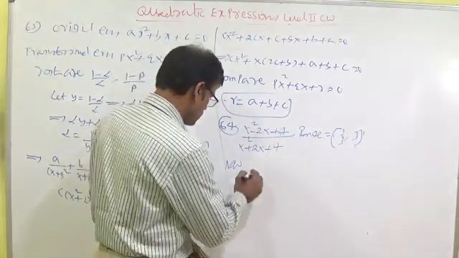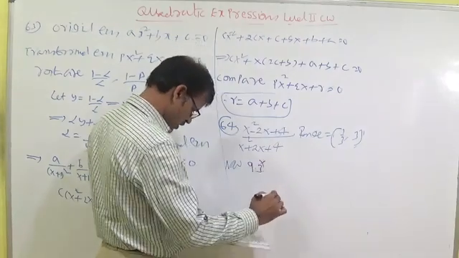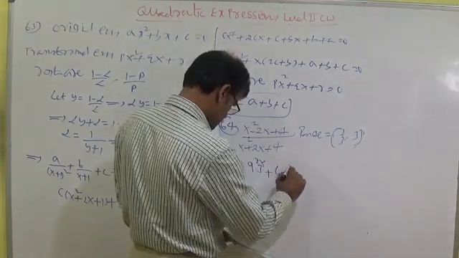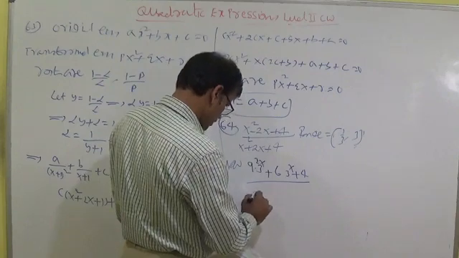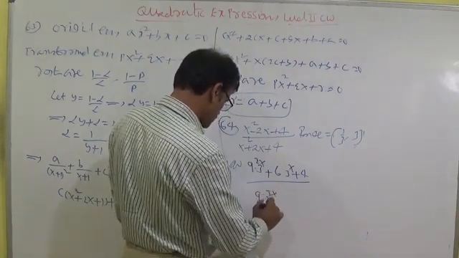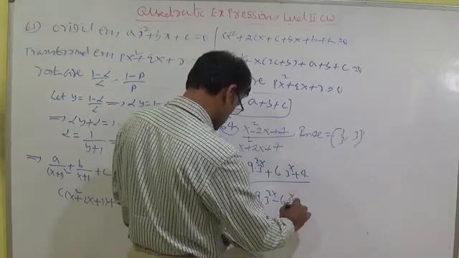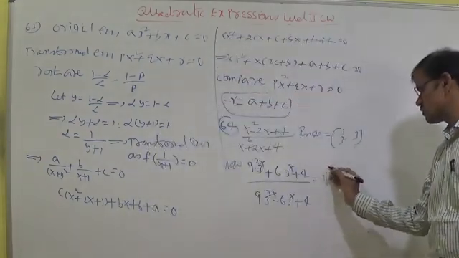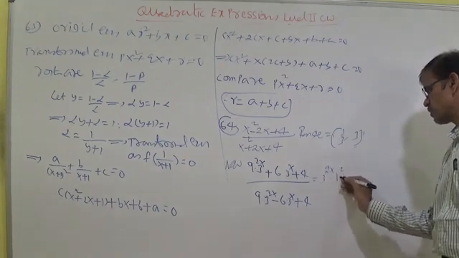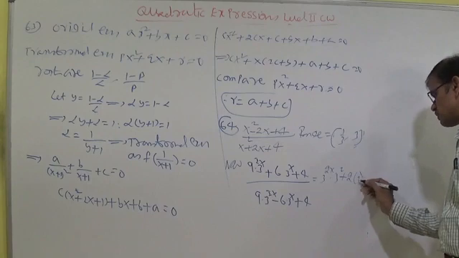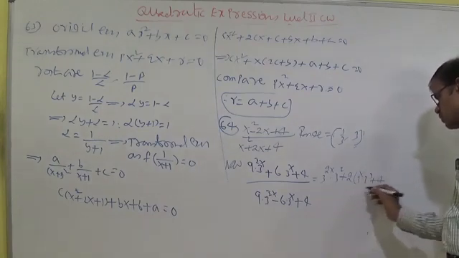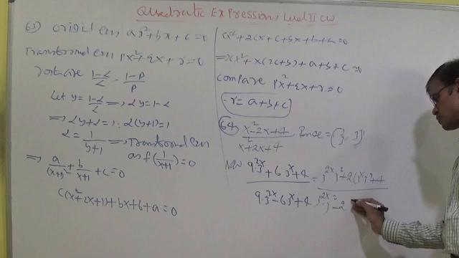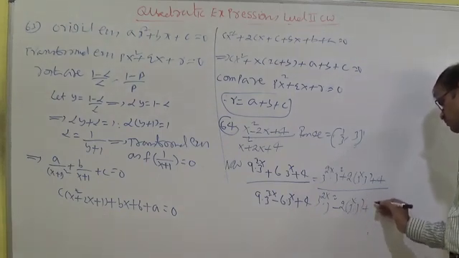Now we should consider (9·3^x + 6) / (9·3^(2x) + 6·3^x + 4) divided by (9·3^(2x) − 6·3^x + 4). Here this one can be understood as (3^(2x)·3² + 2·3^x·3 + 4) / (3^(2x)·3² − 2·3^x·3 + 4).